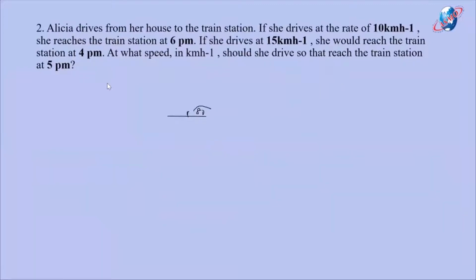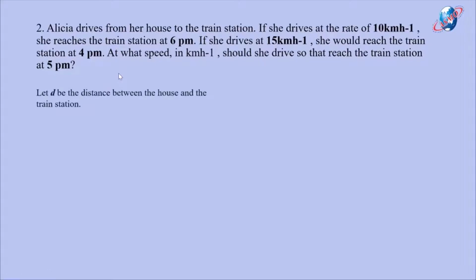Now, Alicia drives from her house to the train station. If she drives at a rate of 10 kilometers per hour, she reaches the station at 6 p.m. If she drives at 15 kilometers per hour, she would reach the train station at 4 p.m. At what speed in kilometers per hour should she drive so that she reaches the train station at 5 p.m.?